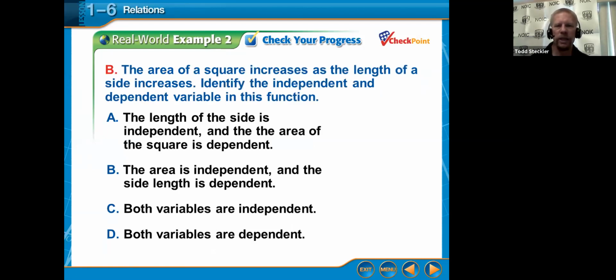Next question. The area of a square increases as the length of a side increases. Identify the independent and the dependent variable in this function. Another way to think of what's independent and what's dependent is what has to take place first. Well, before we can have an area of a square, a covering, we first have to have a square. We need a length of a side. So that has to take place first. So the length of the side has to be independent, and then the area of the square would be dependent.